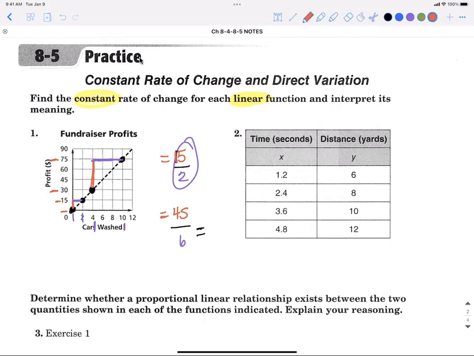When I did my original slope right here, my rise was from 0 to 15. So this number right here should have been a 15, and for some reason I wrote 5. So 15/2 would have been your correct slope.